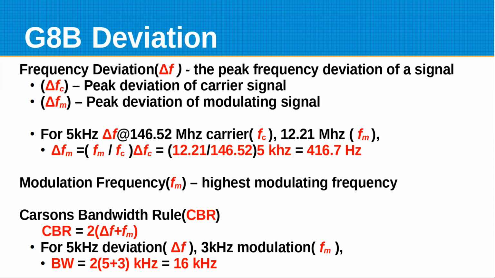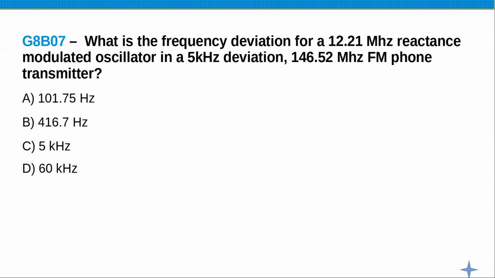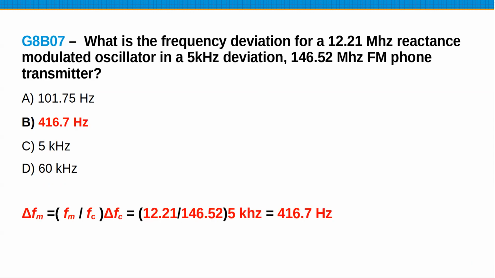And we normally separate those channels by about 25. So what is the frequency deviation of a 12.21 megahertz reactance modulated oscillator in a 5 kilohertz deviation, 146.52 megahertz FM phone transmitter? You remember the number. Didn't have to use your calculator. Remember how to do it with the calculator, because you'll forget the number on the test. But it's simple. You just do the ratio and multiply it times the deviation that you want at the end.